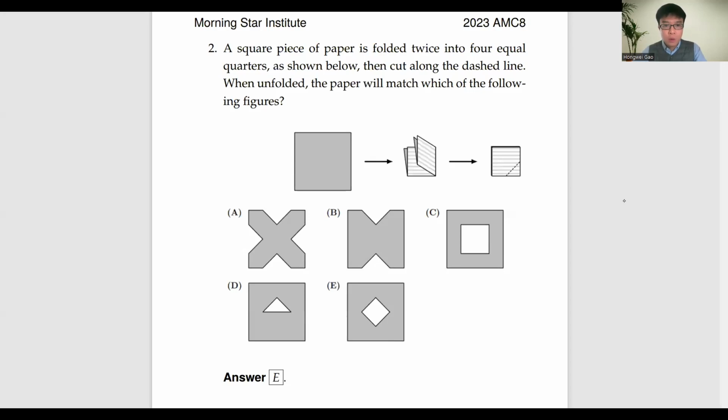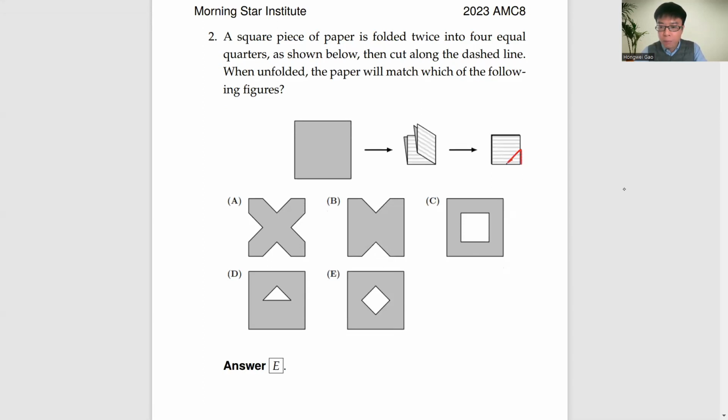Question 2. A square piece of paper is folded twice into 4 equal quarters and then cut along the dashed line. When unfolded, which of the figures match the result? So let's see, in this 1/4 of this paper, we have this corner cut off. Let me color it red. This red part is cut off. Now let's investigate every one of the following figures to see what kind of cutting will give us this figure.